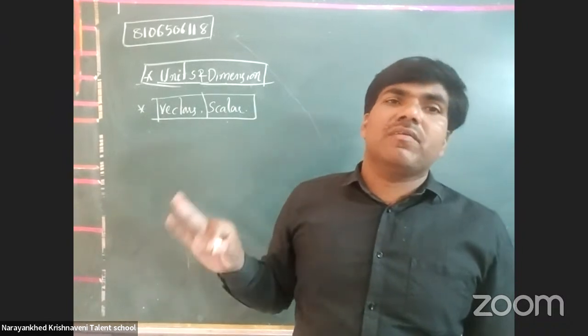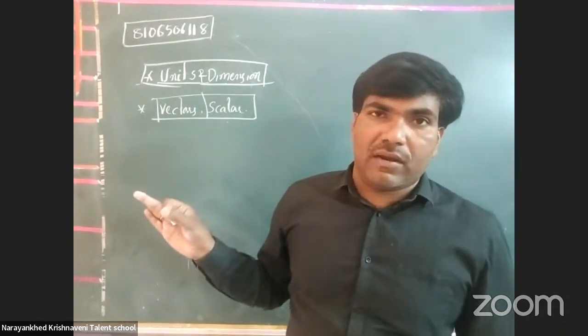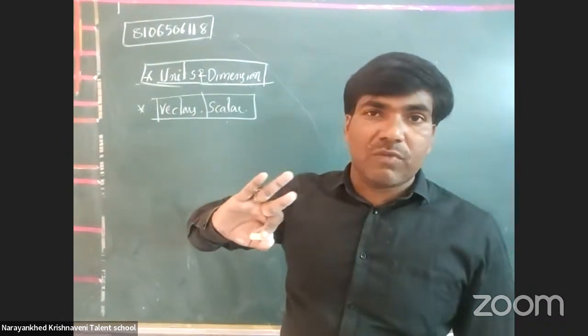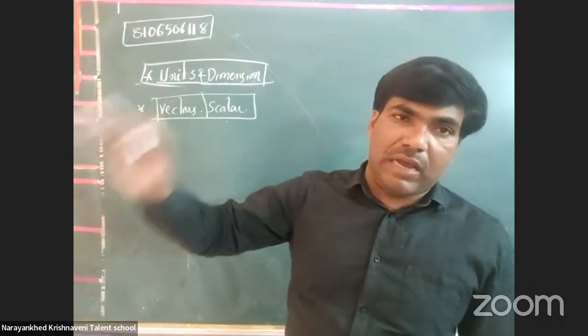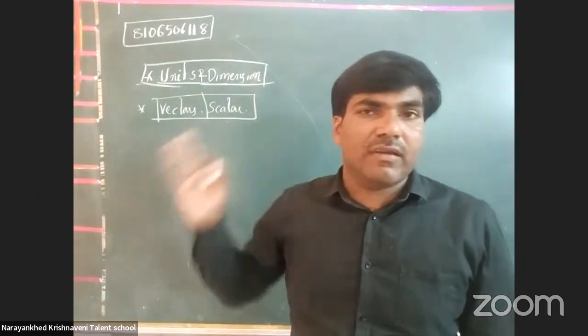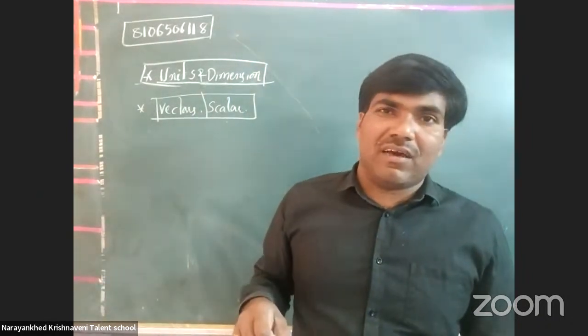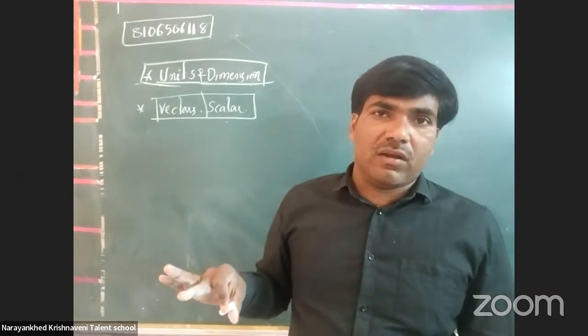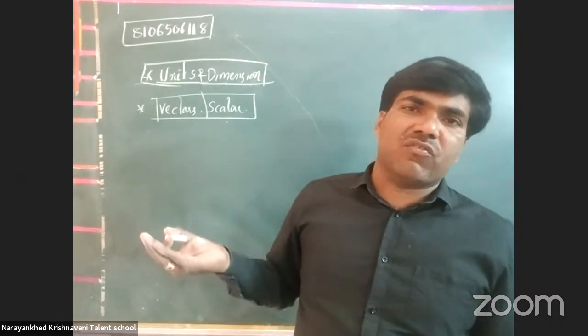Only the magnitude is enough. That is called a scalar. Got it or not? A vector is something where we are required to specify, compulsorily, the magnitude as well as the direction. Velocity is a vector, but speed is not a vector. It is a scalar. Okay, clear or not? We do not specify any direction for speed.